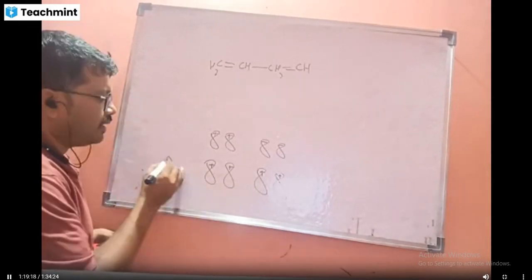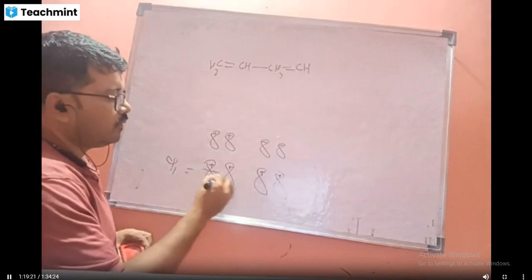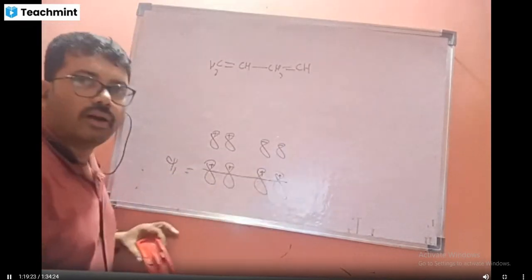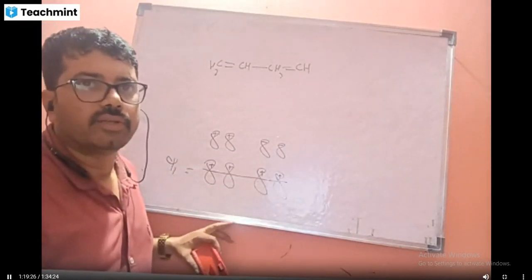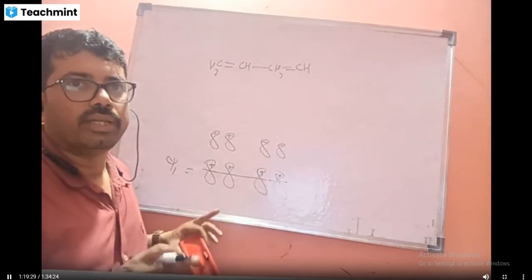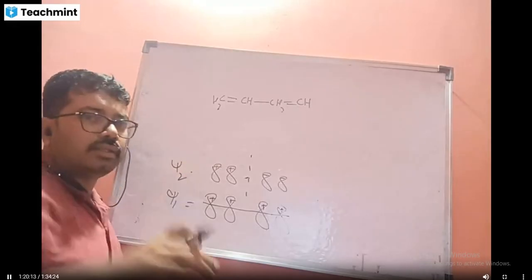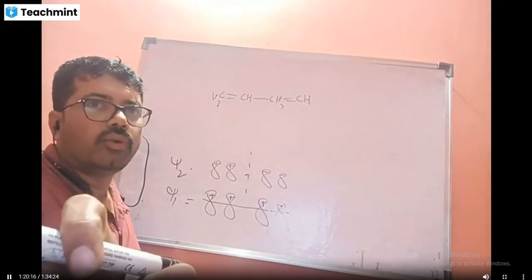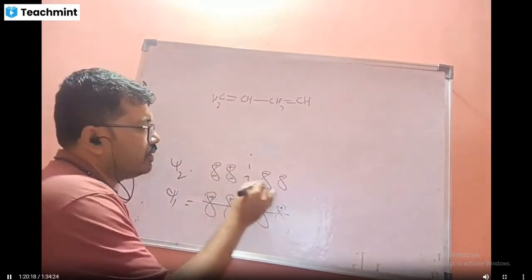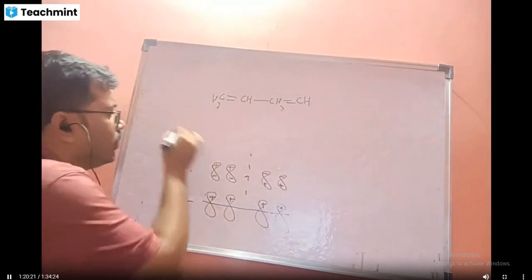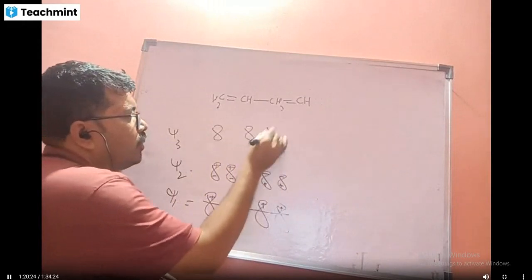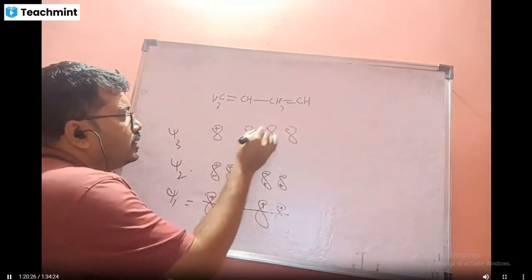Psi 1 can be represented like this. See, plus above, all are plus. Psi 1 can be represented as follows. There is no nodal plane. All four are in phase. What about psi 2? There is a sign change here, plus and minus.